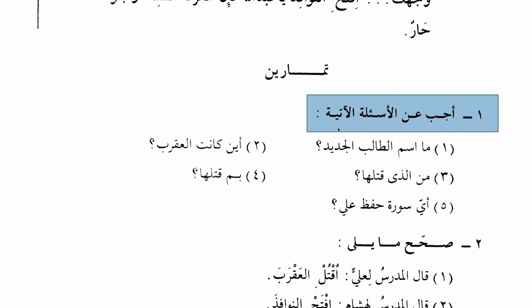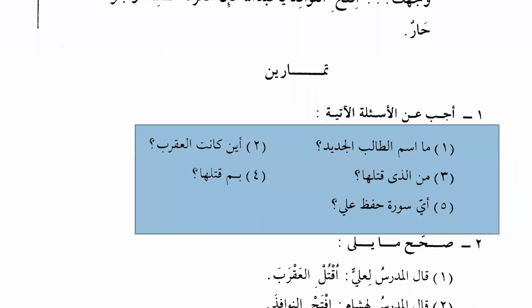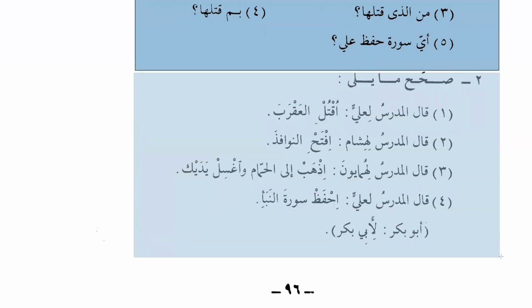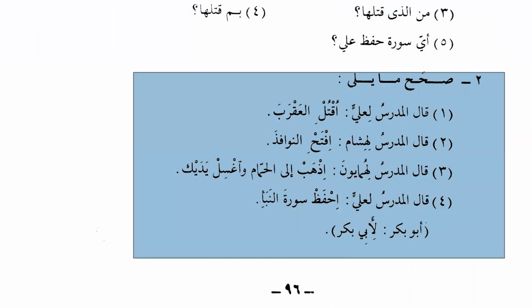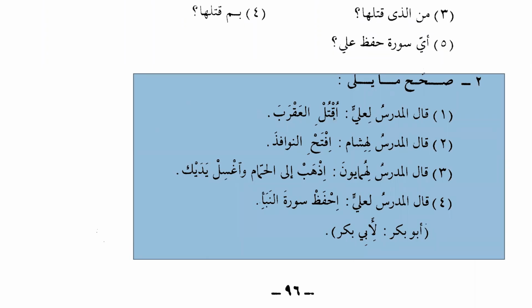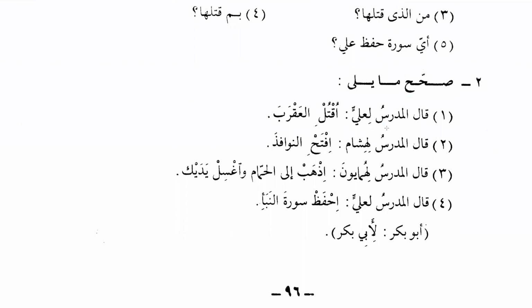Now, exercise number 1. Answer the following questions. The answers, my brothers and sisters in Allah, to this exercise are contingent on the dialogue that you guys just read. Very easy, just basic comprehension. Next, it says correct the following. So, the teacher said to Ali: kill the scorpion. You have to correct the sentences. Obviously there's going to be a mistake.